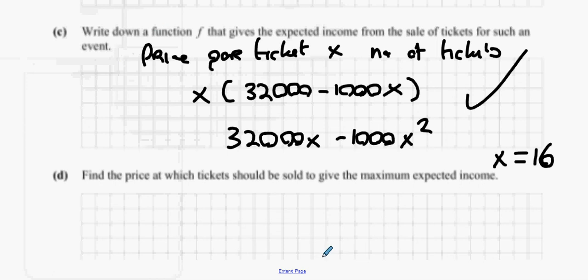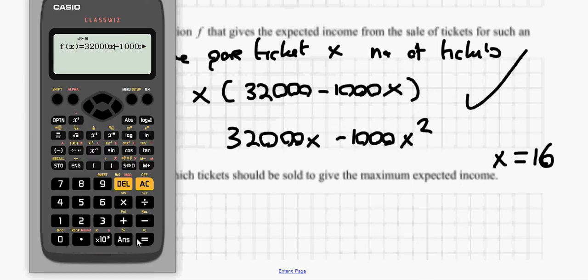So that's the expected income formula. If you charge no money per ticket, what's going to happen? You make no money. If you charge €1, you're going to have 31,000 people there. If you charge €2, you're going to have 30,000 people there. And you go all the way up until the income gets to its maximum. And where is the income at its maximum?